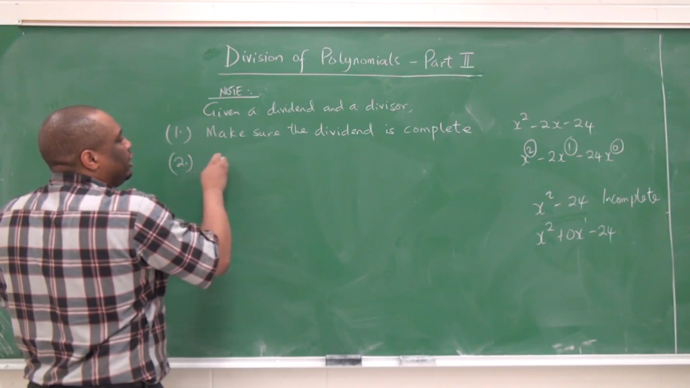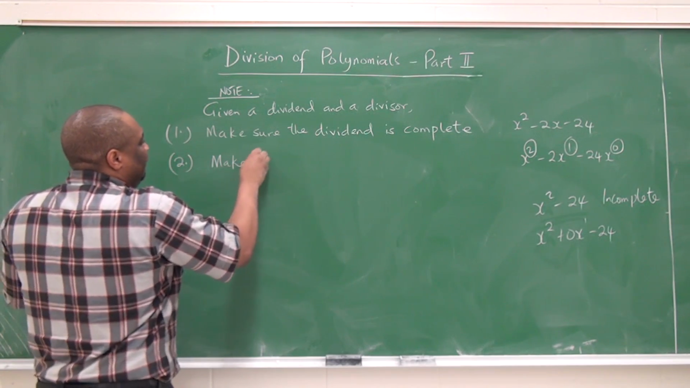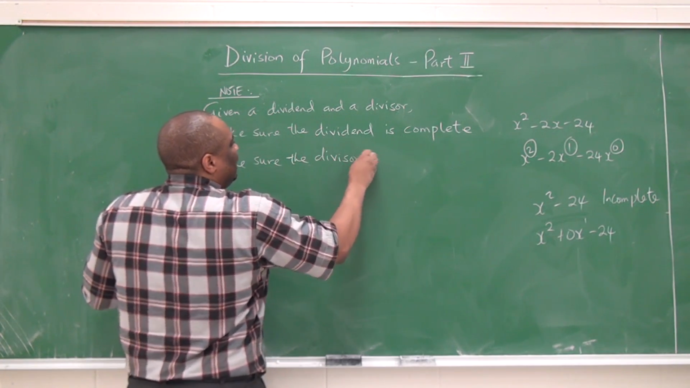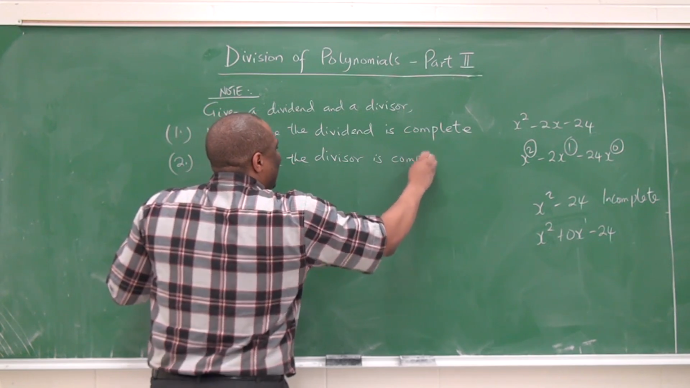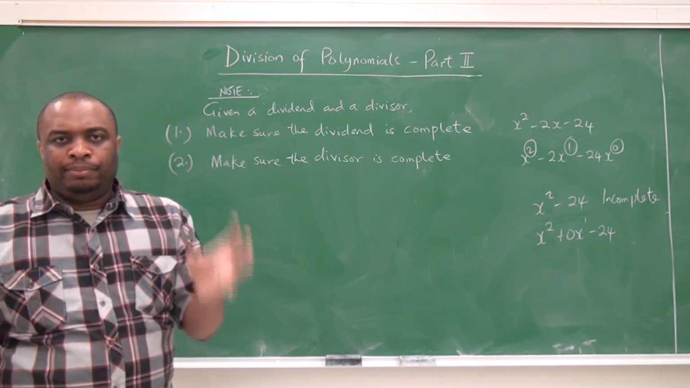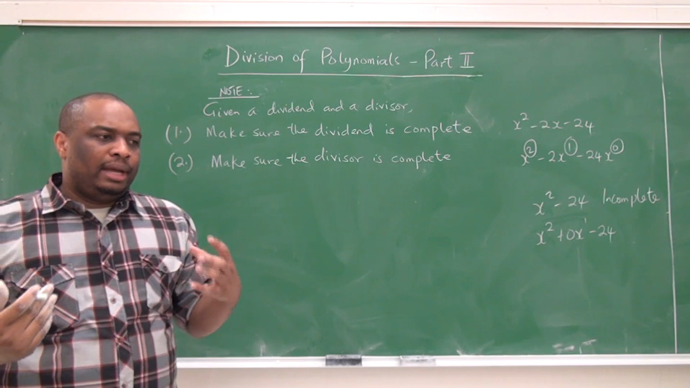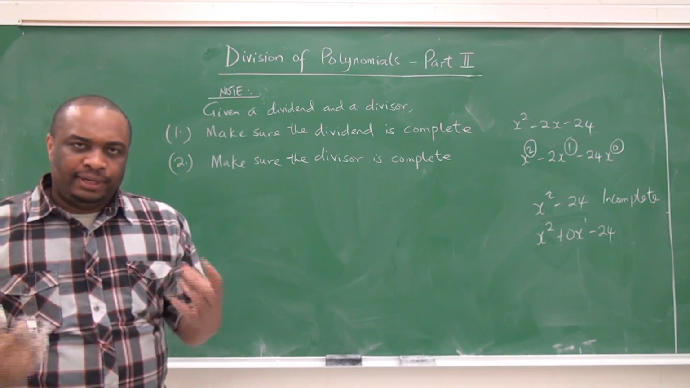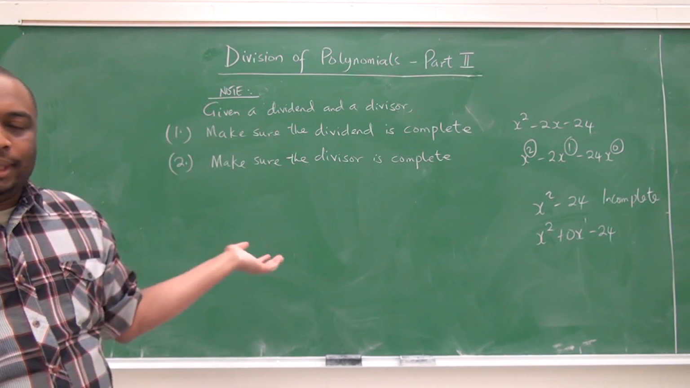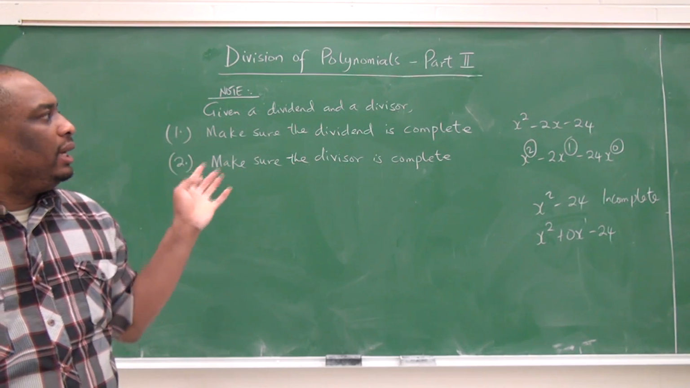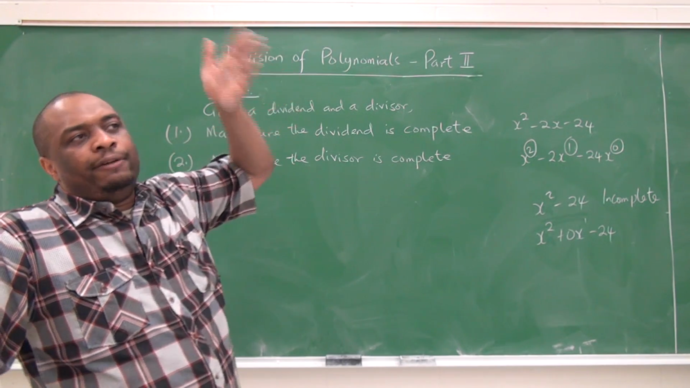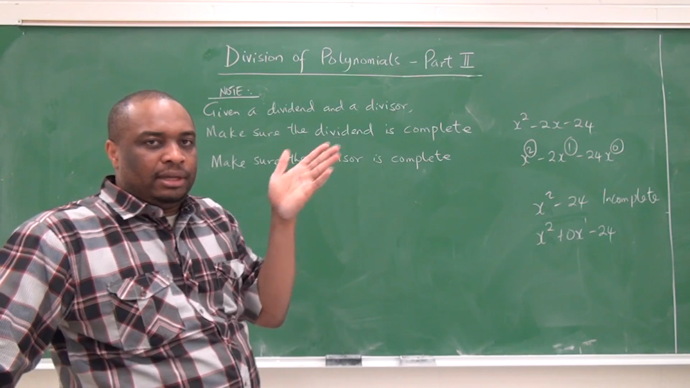Number 2, make sure the divisor is complete. If it is incomplete, complete it. Now, this is not a hard and fast rule, but I'm considering the population of my students, and I want to make it very easy for them to understand. So it is a recommended rule. The dividend should be complete, the divisor should be complete. Don't miss anything. And of course, it goes in descending powers of the variable.